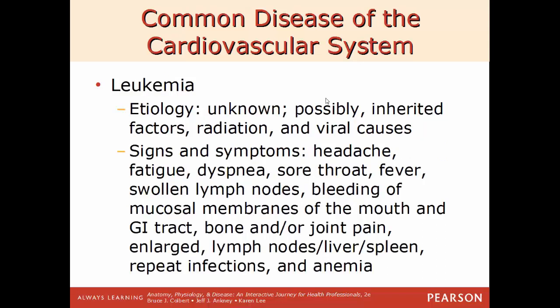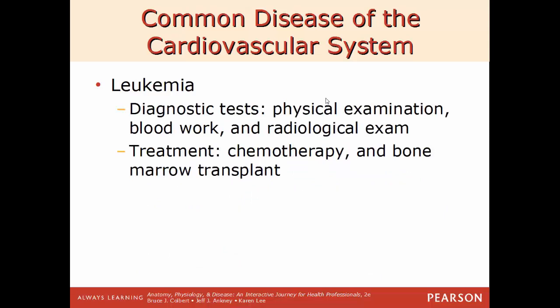Leukemia, etiology, could be possibly due to inherited factors, could be caused by radiation, could also be caused by viral causes. Some signs and symptoms: headaches, sore throat, fevers, fatigue, swollen lymph nodes, bleeding of the GI tract or the mucosal membranes of the mouth, bone and joint pain, enlarged lymph nodes or spleen or liver, repeat infections, and also anemia. Diagnostic test: physical exam, blood work to check for the counts for your white blood cells, and also radiological exams. For treatments: chemotherapy, bone marrow transplant if necessary.